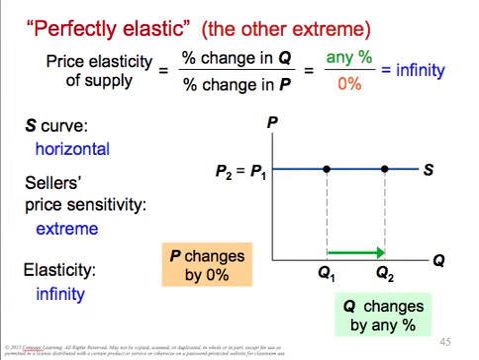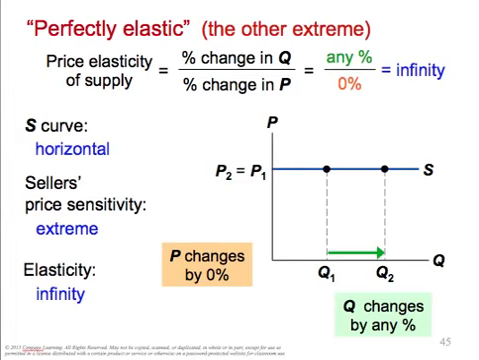So let's look at the other extreme. Let's say here the supply curve is horizontal. Again, it's an extreme for a reason. You don't see this a whole lot. Seller's price sensitivity is extreme. Price changes by 0%. Quantity can change by any percent. It's infinite. So quantity can be anything. Again, extreme example. Hard to come up with real-world examples for this. Price goes down below this line, they supply nothing. Price goes above, they supply nothing because no one will buy it.